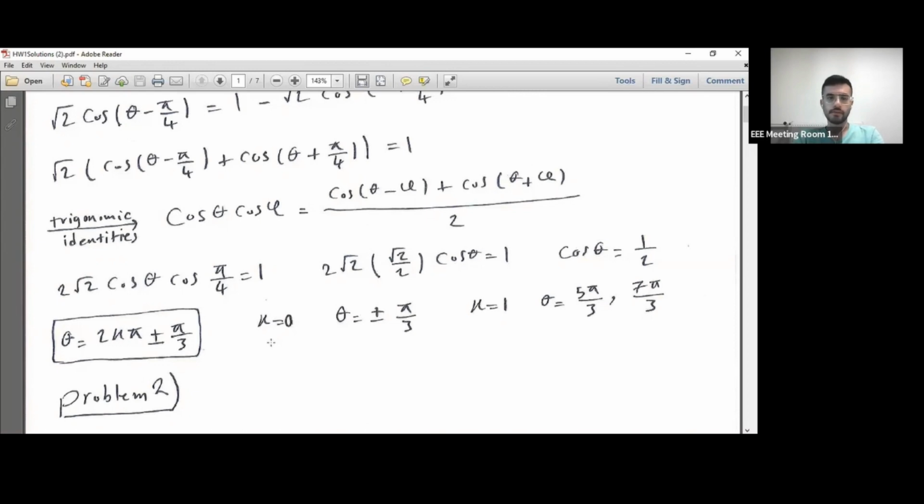So you can replace k with different cases. If k is 0, we will have plus or minus pi over 3. If it is 1, then we will have theta equals 5 pi over 3 and 7 pi over 3. So this is the general final answer that you need to write as a final answer, and it is in radians. This is the correct final answer that we can achieve.